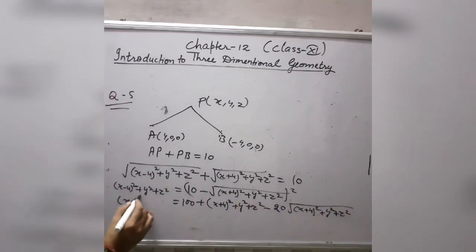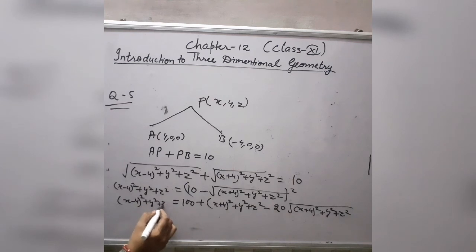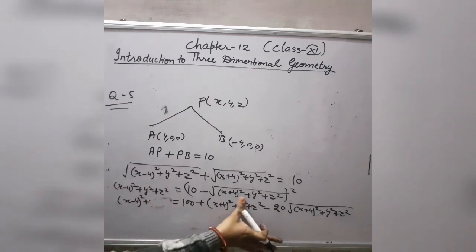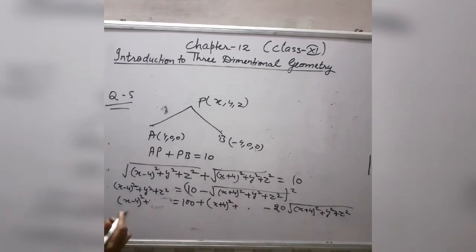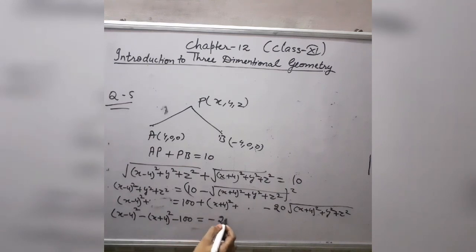Now here, (x plus 4) whole square plus y square plus z square, this y square plus z square is cancelled with y square plus z square. Now taking these terms to this side, it becomes (x plus 4) whole square minus (x minus 4) whole square minus 100, this is equal to minus 20 into root. Write down this term as it is. Now one time again a root is there.